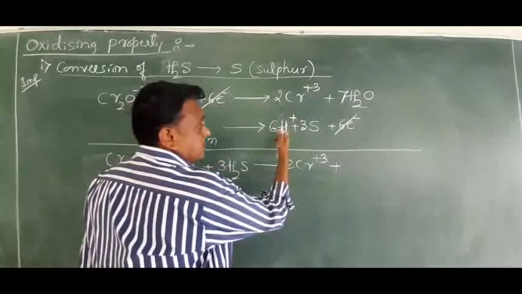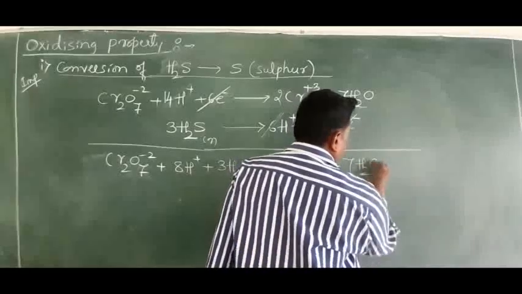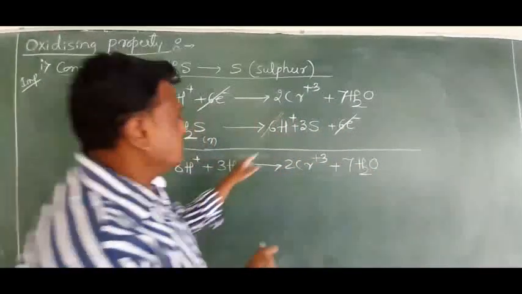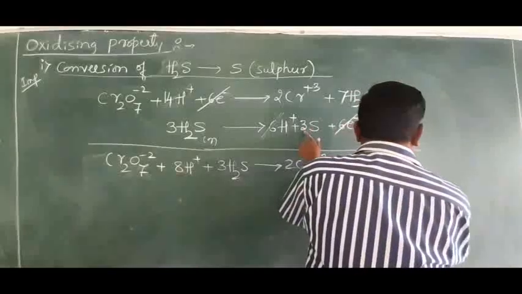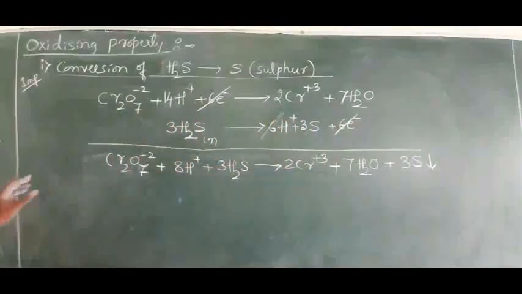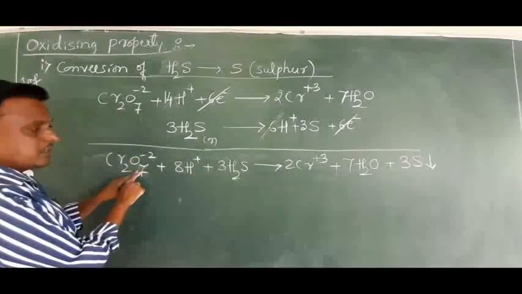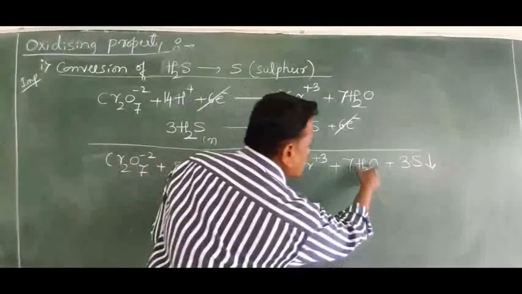And here it required this already. It is cancelled out. The 7H2O, and now this becomes 3 sulfur. This once again you have to check the complete 2Cr, 7 oxygen, this is a 7 oxygen.